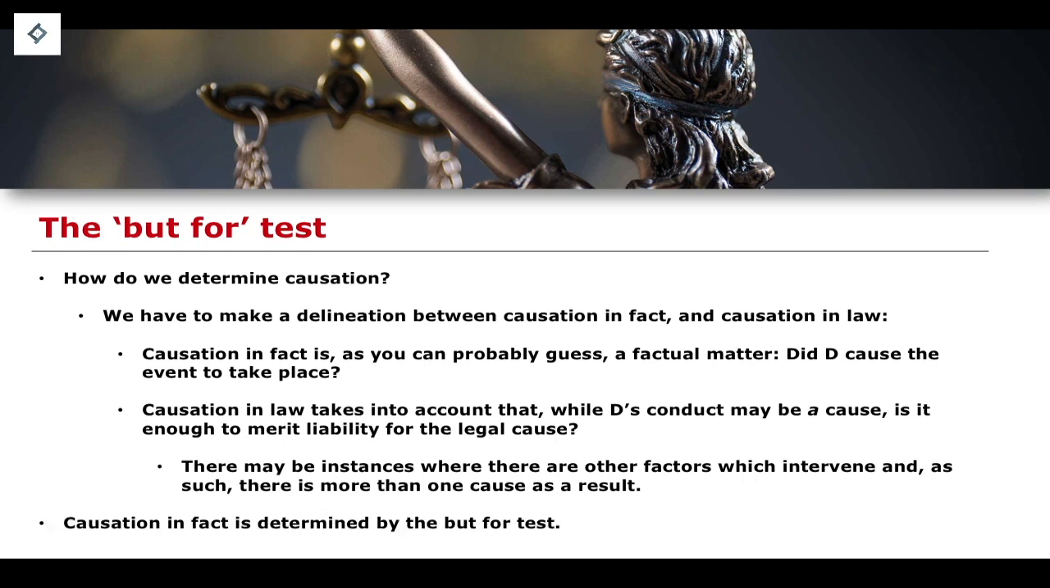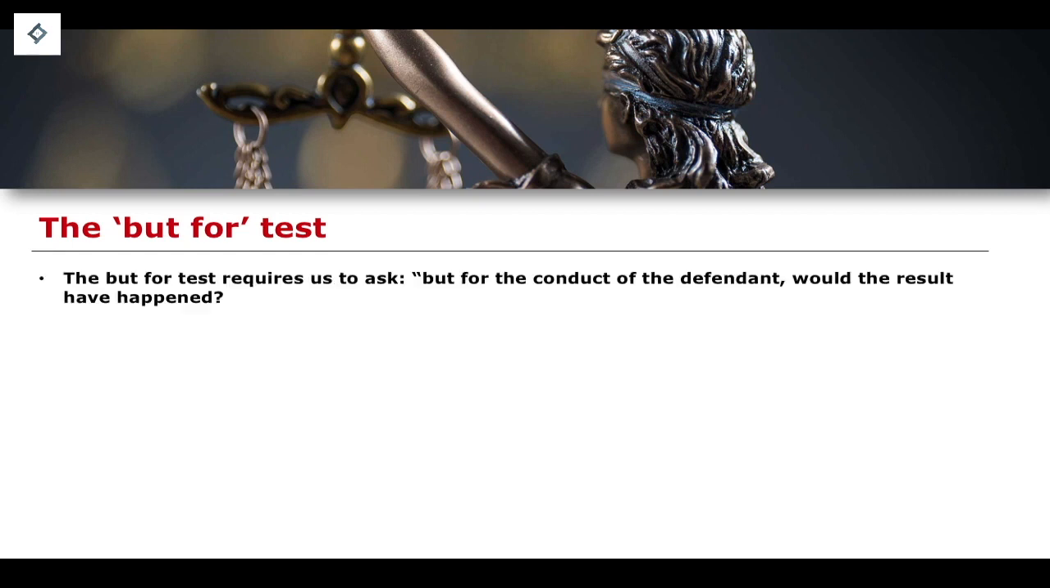But causation in fact is determined by the but-for test. The but-for test essentially asks us to examine this question: but for the conduct of the defendant, would the result have happened? The result which gives rise to criminal liability. If the answer is no, then we can say that the defendant caused the result.